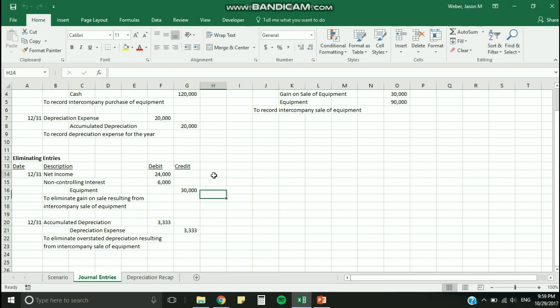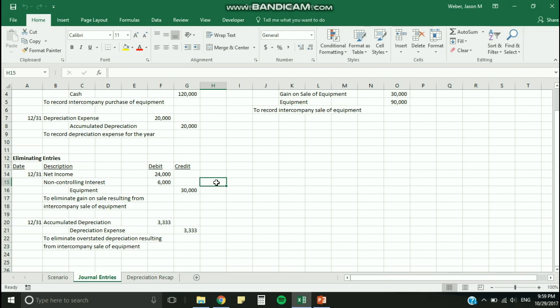So the second eliminating entry is where things get more interesting. You'll notice that equipment is credited for $30,000. This is to bring the value on the parent's books back down to the value on the subsidiary's books, which would have been $90,000. And you'll also notice that net income is debited for $24,000, and non-controlling interest is debited for $6,000. This is because this was an upstream sale of equipment.